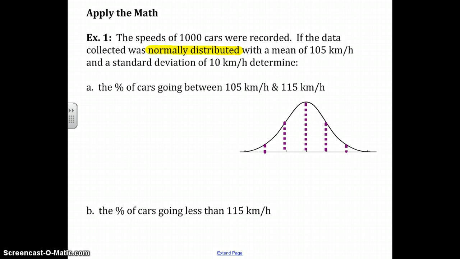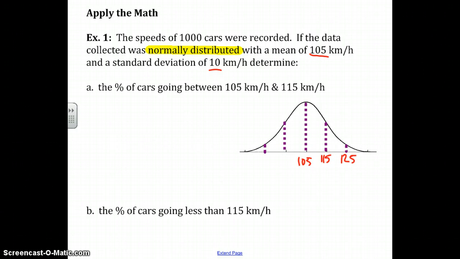If it wasn't, there's nothing we'd be able to do with this. But since it is, we can take this information we're given, the 105 and the 10, and use that to label a normal curve. So we have this curve here, it's the normal shape, and our mean is 105. What we know about the normal curve is the mean is the peak, it's the middle of our data. And then we have a standard deviation of 10. So that means this line here is 105 plus 10. This one here is going to be another 10. So that's 2 standard deviations above.